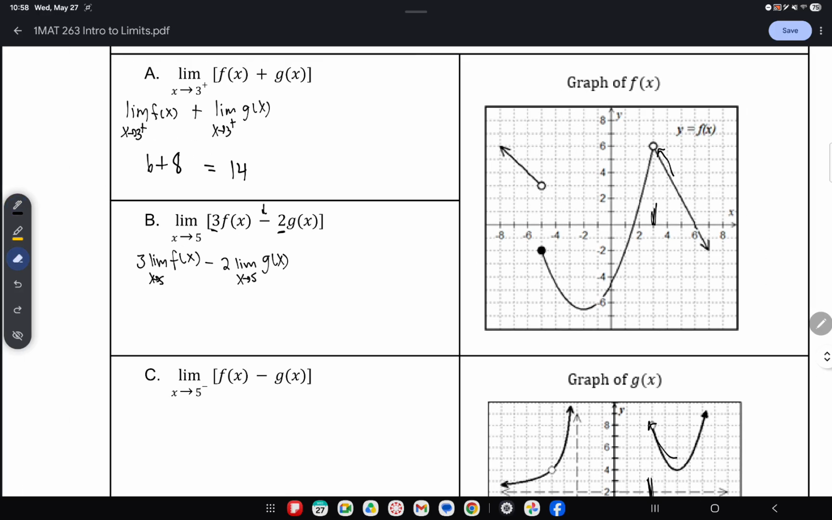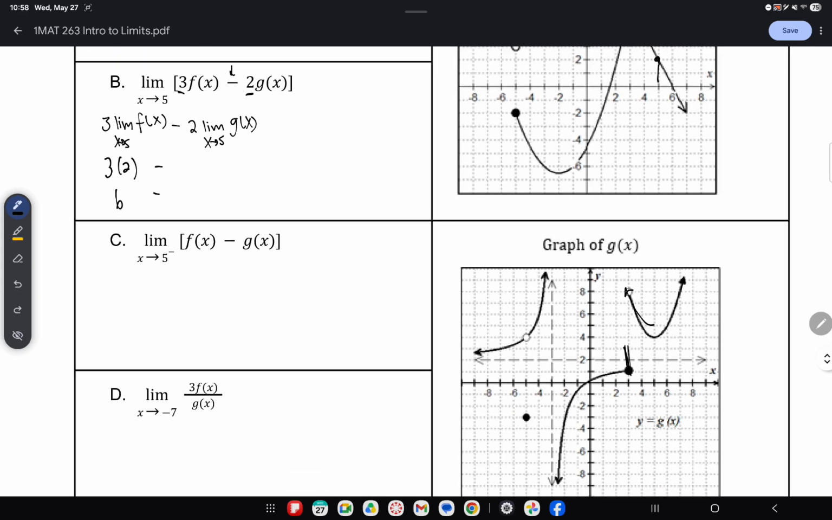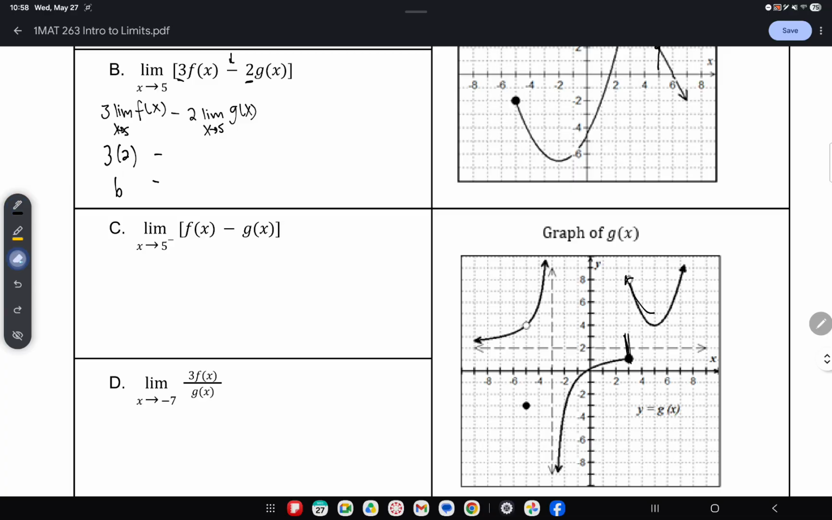So here's f of x. We want x approaching 5, so here's 5, so the limit is 2. So 3 times 2, which is 6. And then for g of x, we want to approach 5. Here's 5, and from both sides it's 4. So 2 times 4, which is 8, and 6 minus 8 is negative 2.